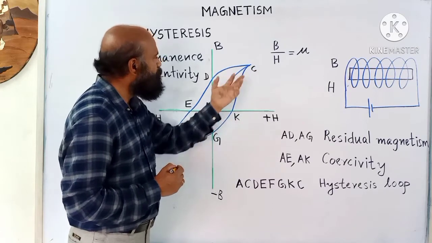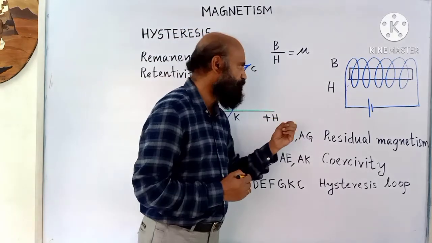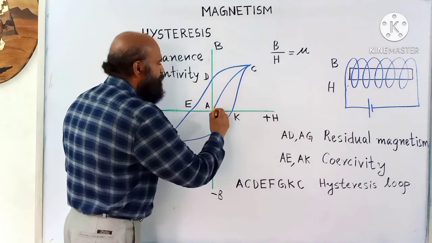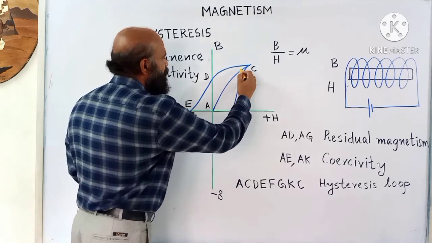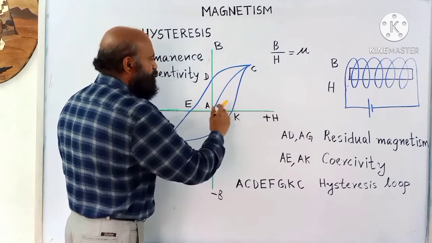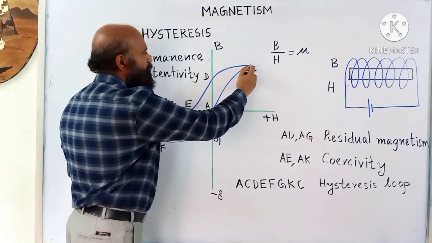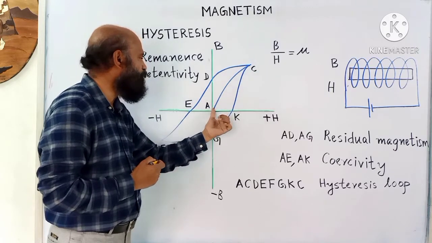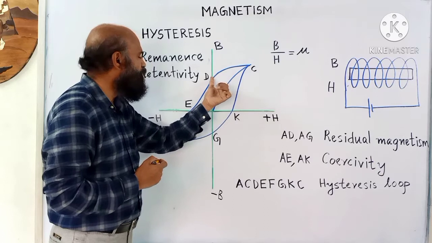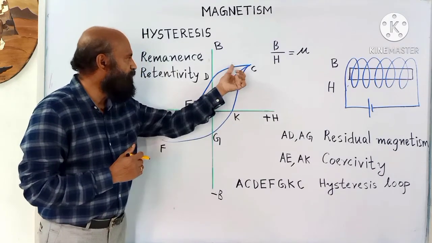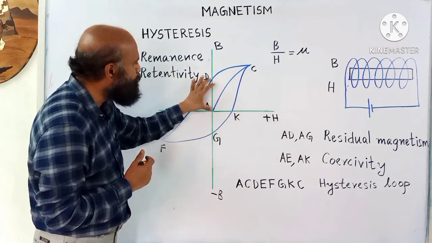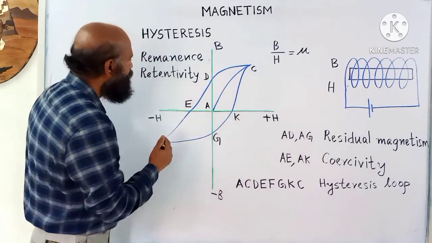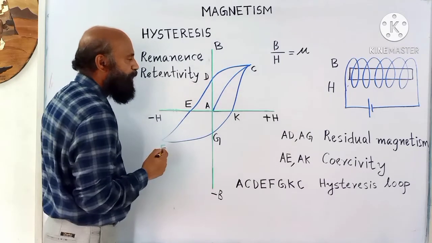Then you go on decreasing the magnetizing field. It is not retracing the same path. When you are increasing the magnetizing field, magnetic induction is following this path, AC. As H increases, B also increases and it becomes constant. It attains saturation value. Now you decrease H. It is not retracing the path and coming back to the same point A, but it is following this path, CD. So now H has become 0, but B has not become 0. So this much is residual magnetism. This AD is residual magnetism.